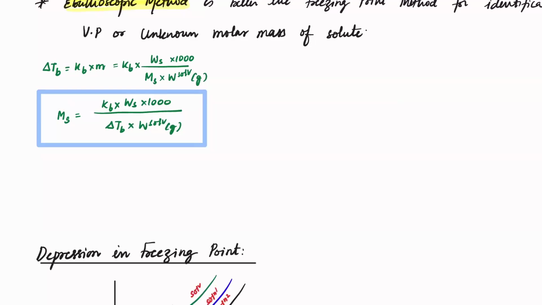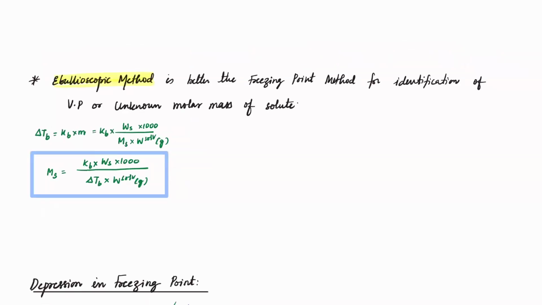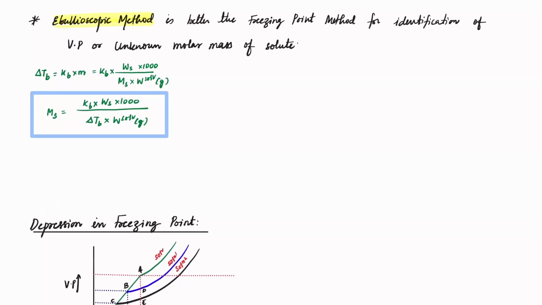So now we can actually figure out the unknown molar mass. Now, why is this relatively better than the freezing point method, correct? For identification of the vapor pressure or unknown molar mass here. That's what we will discuss going ahead. So for now, remember that this is the formula that you can employ for finding out the molar mass of an unknown solute.